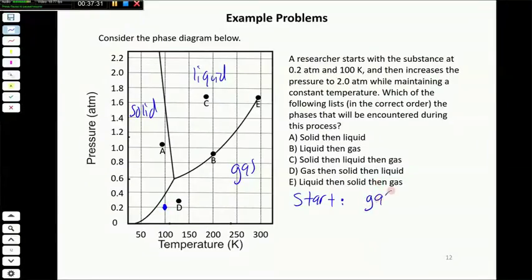It wants to know, as we increase the pressure to 2 atmospheres while maintaining a constant temperature, which of the following lists the phases that will be encountered during this process. So we're going to start at this position here, and we're going to increase the pressure. Pressure is our vertical axis, so we're going to go straight up, and we're going to stop when we get to 2 atmospheres.